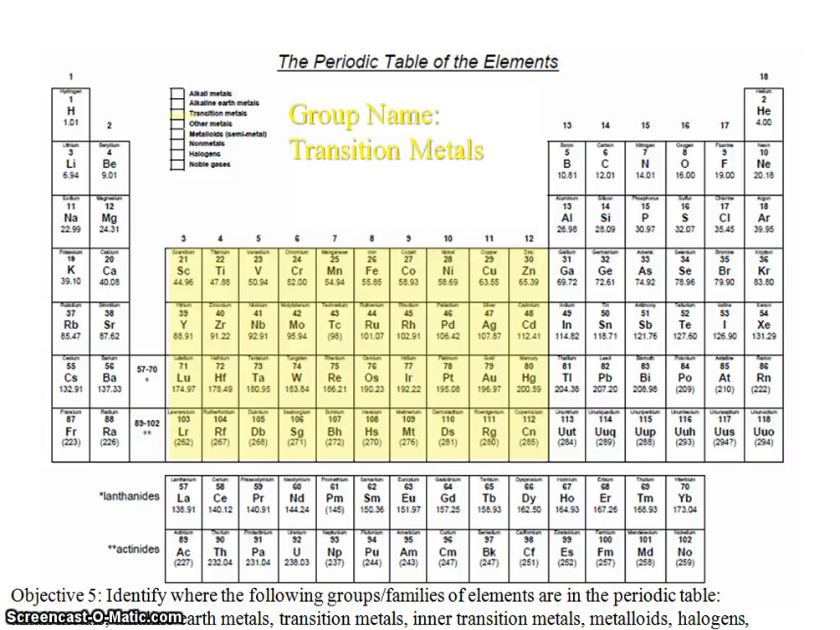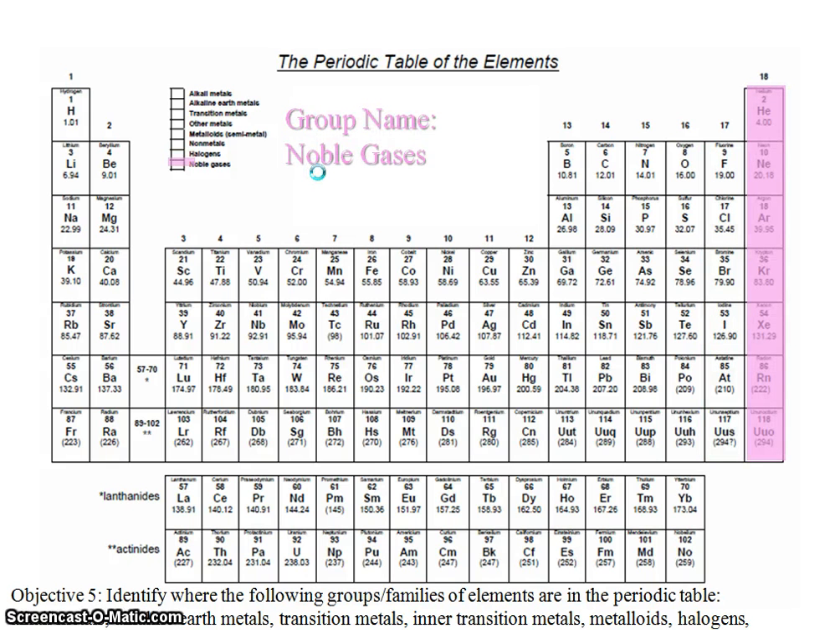Columns 3 through 12 on this periodic table are the transition metals, otherwise known as the D block. The halogens is the column almost all the way to the right, the column starting with fluorine, chlorine, bromine, iodine. That particular column right there is known as the halogens. And the column all the way to the right is known as the noble gases.